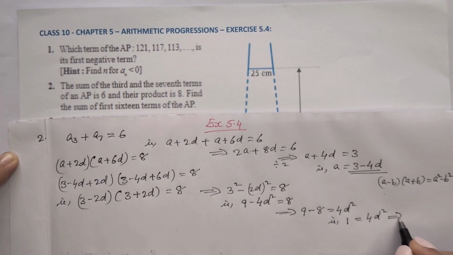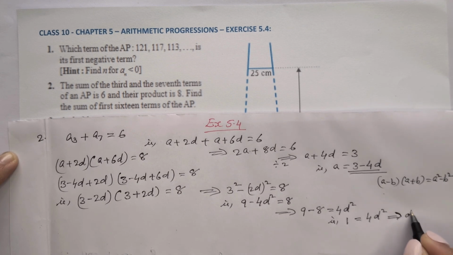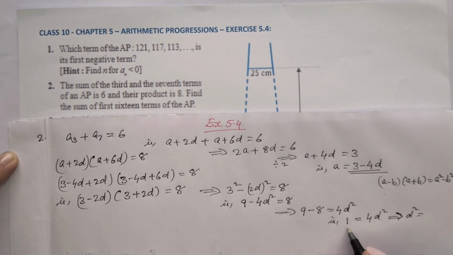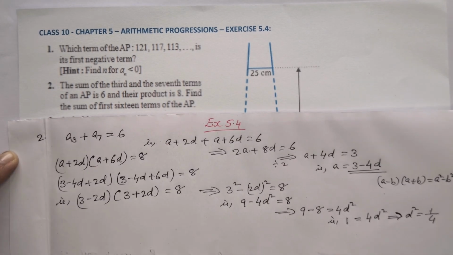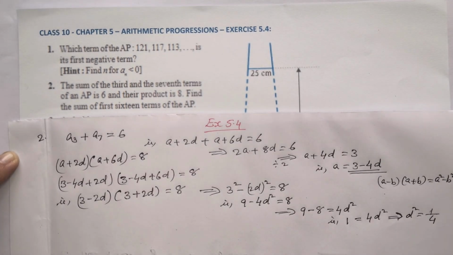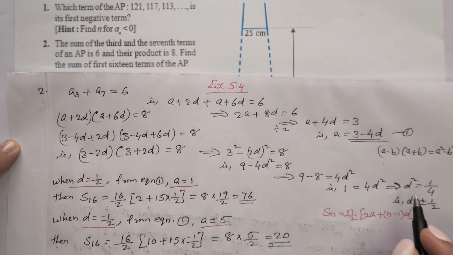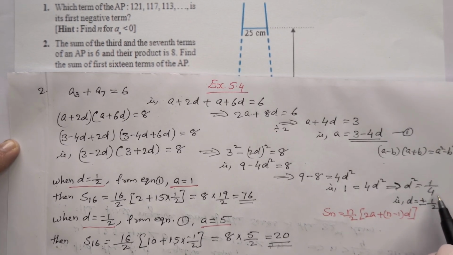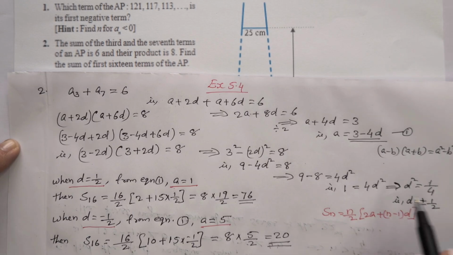From that, d square is equal to 1 by 4, the 4 coming down. That means d square is equal to 1 by 4, d is equal to plus or minus 1 by 2. Square root of 1 by 4 will come plus 1 by 2 and minus 1 by 2. So both the cases we have to check.